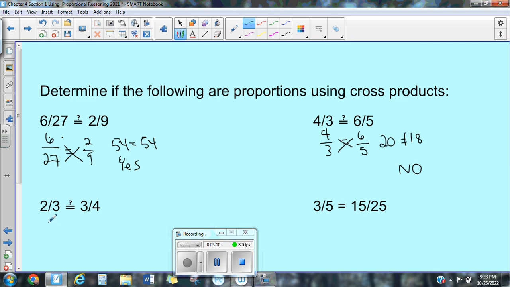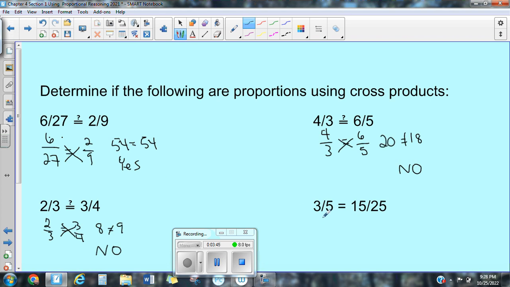Okay, so let's take a look. We have 2 divided by 3 equals 3 divided by 4. Okay, so again, cross multiply. 2 times 4 is 8, and 3 times 3 is 9. So those are not equal, so therefore this set of ratios is not a proportion.